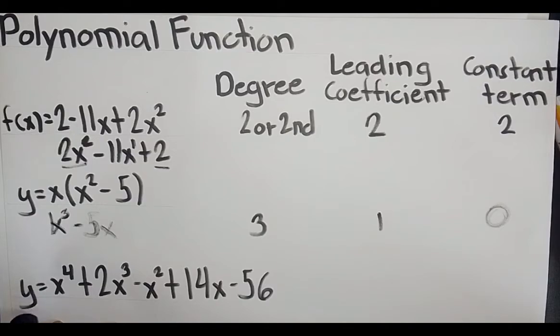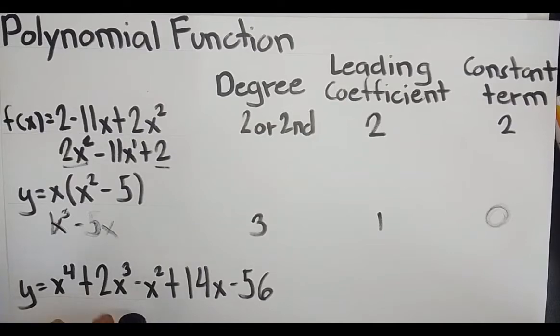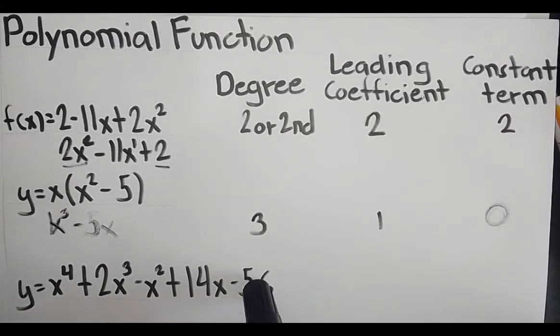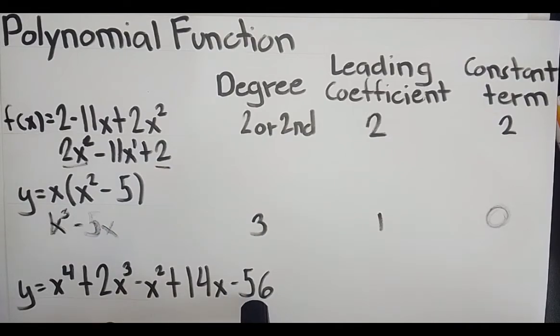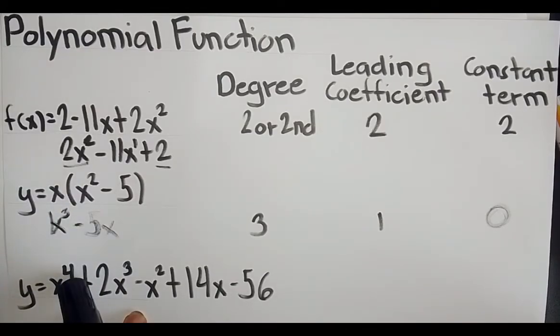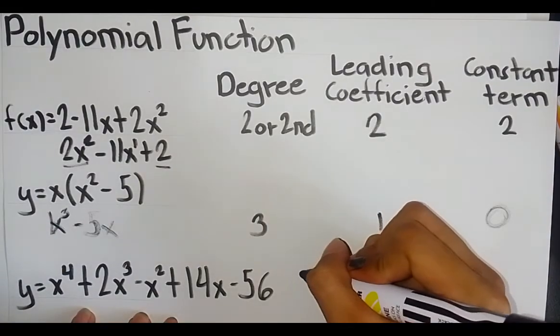So we have y is equal to x to the power of 4 plus 2x cubed minus x squared plus 14x minus 56. And for our degree in this equation, di ba sabi ko kanina, it is the highest exponent of our first term. So our first term is x to the power of 4. So siya ang pinakamalaking exponent. So our degree is 4.